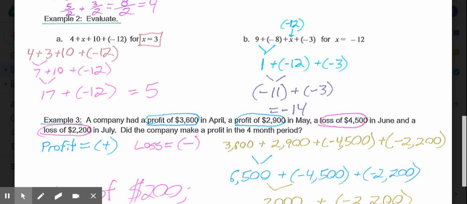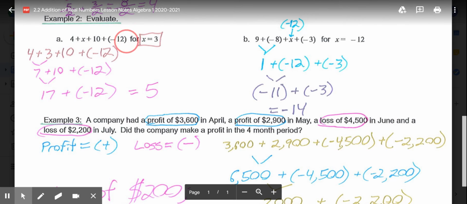Example 2 gives us the directions to evaluate. So evaluate tells us we'll be dealing with a variable or substitution, and then we need to solve. So they gave us a value for x to substitute in. So in this case, x equals 3.